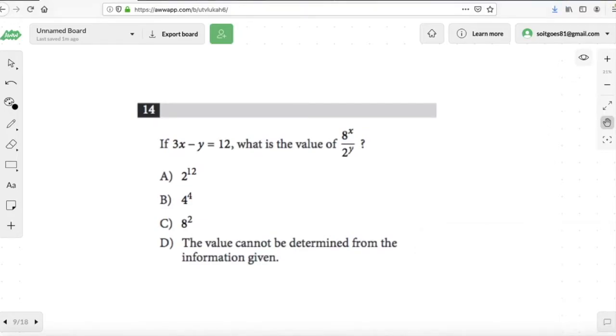Okay. If 3x minus y equals 12, what is the value of 8 to the power of x over 2 to the power of y? Yikes. What are we solving for here, Ariane?